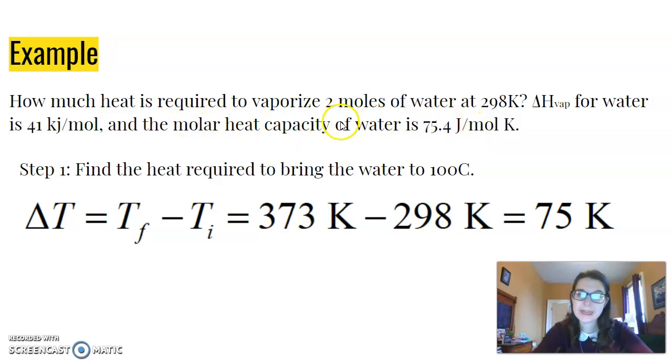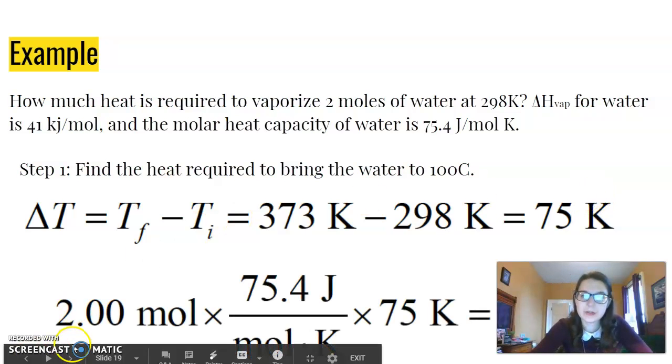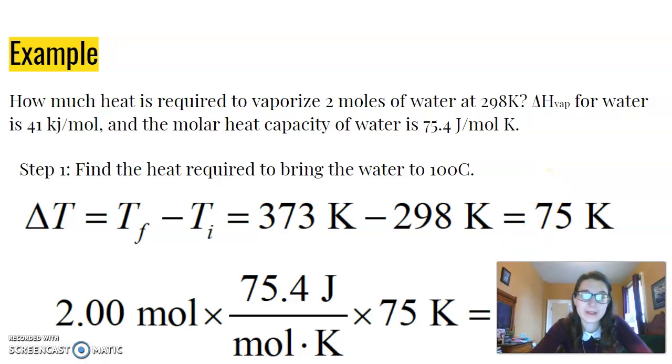That's how much temperature change needs to occur for every mole. So again, molar heat capacity is what we are using to determine how much energy it takes to make that change occur. So we're going to multiply our 2 moles of water by the molar heat capacity of water by our change in degrees Kelvin, which is the same as the change in degrees Celsius. So 2 moles times 75.4 times 75 is going to be about 11,000 joules.